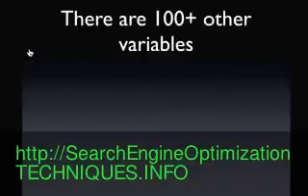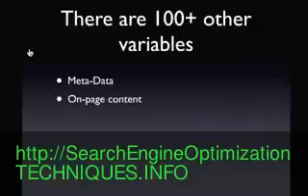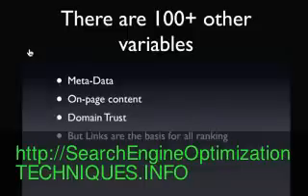That's link reputation. There are also at least 100 or more other variables, but the basis of all search is link-based. Metadata is important. We'll talk about what that is later. On-page content, what the actual page says, is important, but not nearly as important as links. Domain trust is increasingly important, and we're going to talk a lot about that. But links are the basis for all ranking. And so the moral of the story is get tons of powerful, optimized links if you want to rank highly.